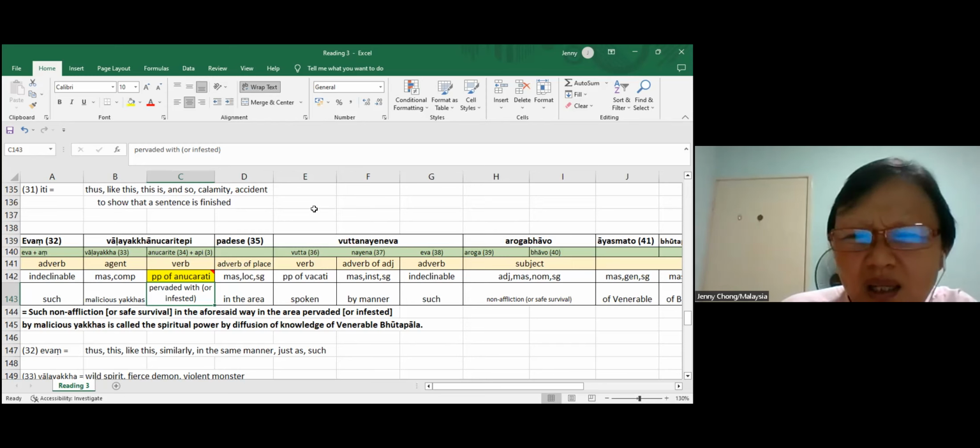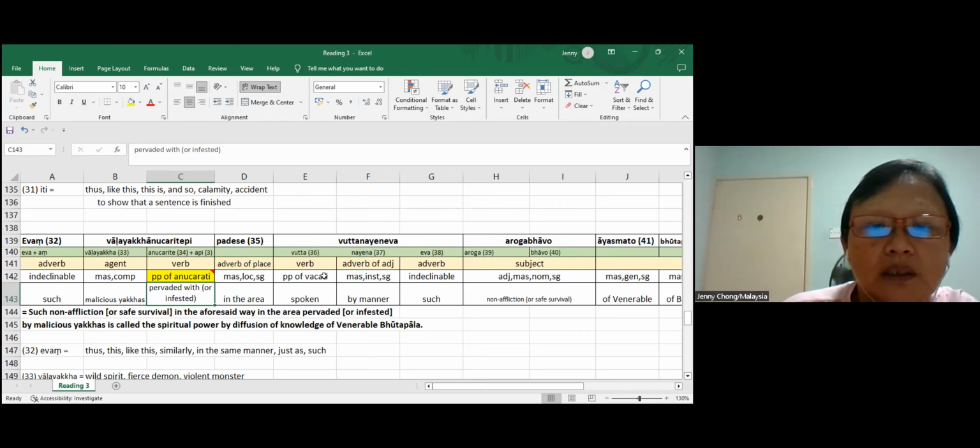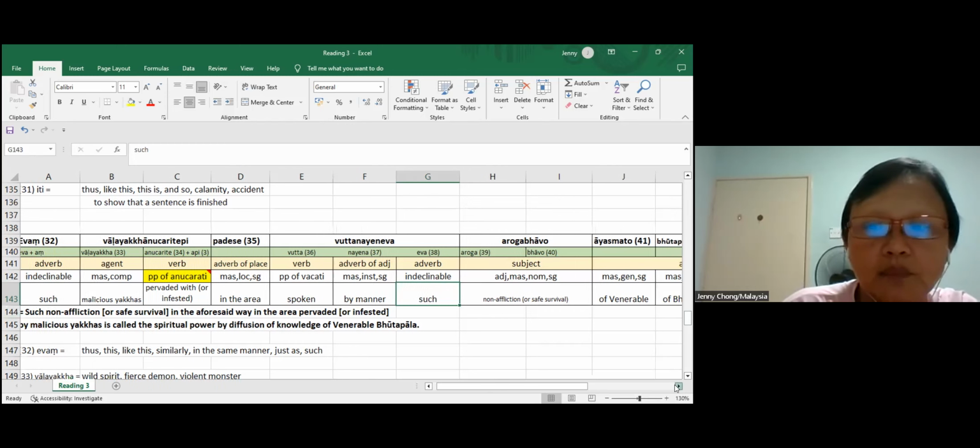Uttanayeneva is made up of Uttanayena and Eva. Utta is actually a verb, PP of vachati, spoken. Nayena is an adverb or adjective, a masculine instrumental singular, meaning by manner. And Eva is an adverb, which is indeclinable, meaning as such. That means by such manner, spoken in such a manner. Sorry, I'm jumping all over the place.